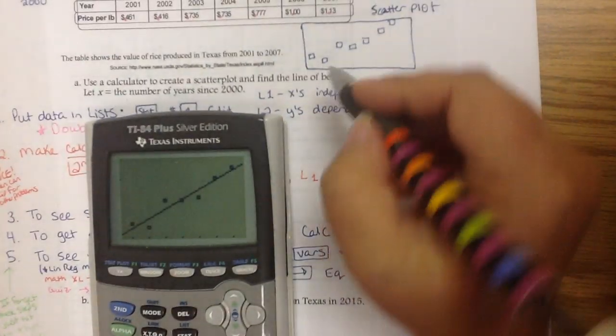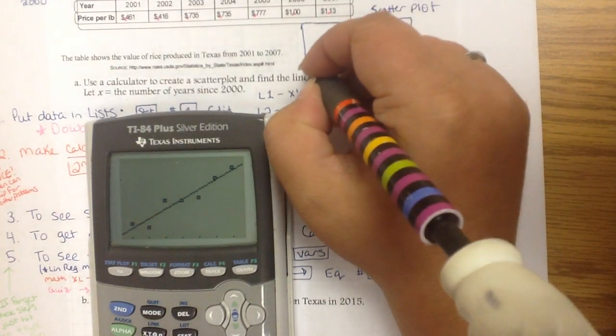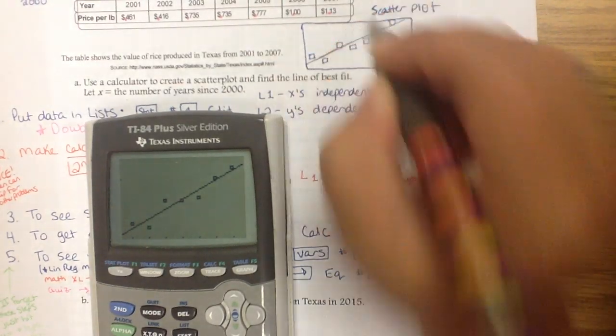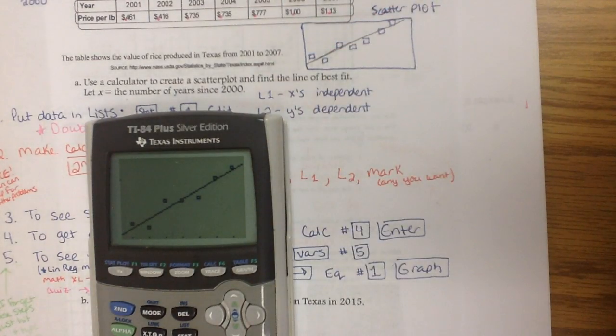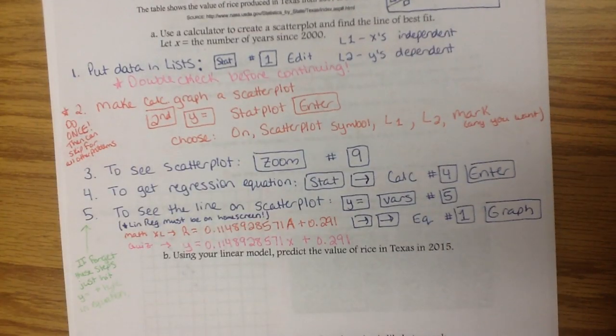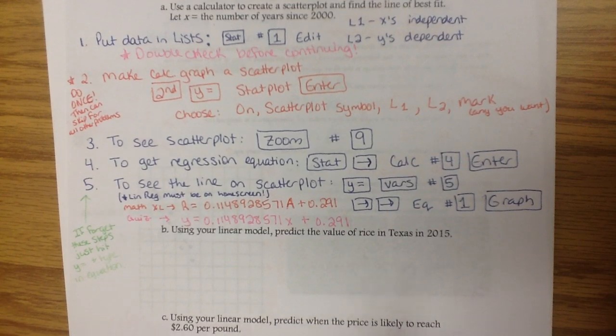So we can go up here and add that to our scatter plot, and yes, you need to do that. So go up and add that line to your scatter plot. Hopefully you made it a little straighter than I did. Okay, so that's how you follow through on the calculator directions.